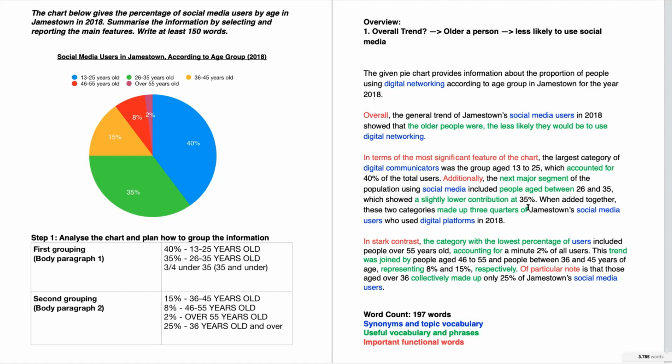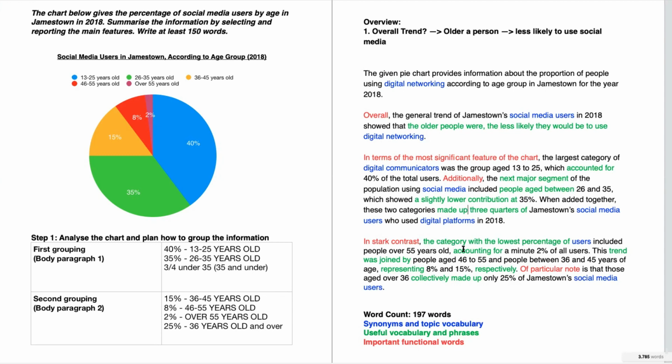And I was calling attention to the fact that 35 is lower than 40. And made up, excellent phrasal verb, made up 3/4 of. So when you're talking about pie charts, you can use percentages. You can also use fractions or quarters. That's really helpful, and it shows your range of scientific or technical words.